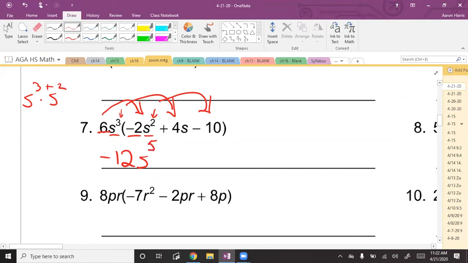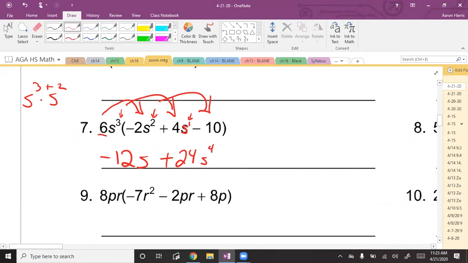Good. 6 times 4? Hold on. I'm slow. It's okay. I'm with you. 6 times 4 is 24. Good. S cubed times s. What power is right here, Marie? If there's nothing there, what number's there? 1. Awesome. So I got 3 and 1. What do I get? 3 and 1 is 4.